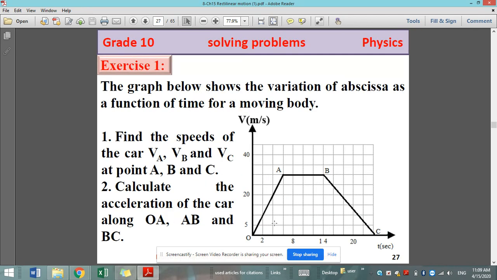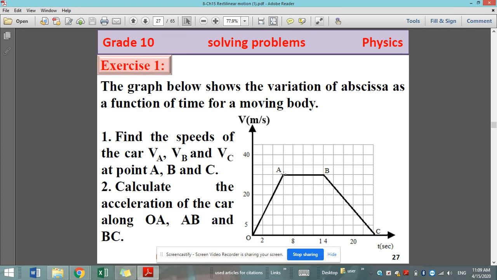For the second exercise, the graph below shows the variation of the abscissa as a function of time for a moving body. Find the speeds of the car VA, VB, and VC at points A, B, and C. So they are asking here for the instantaneous speeds at different times or at different positions. From the graph, at A, VA is halfway between 20 and 40, so it is 30 meters per second.